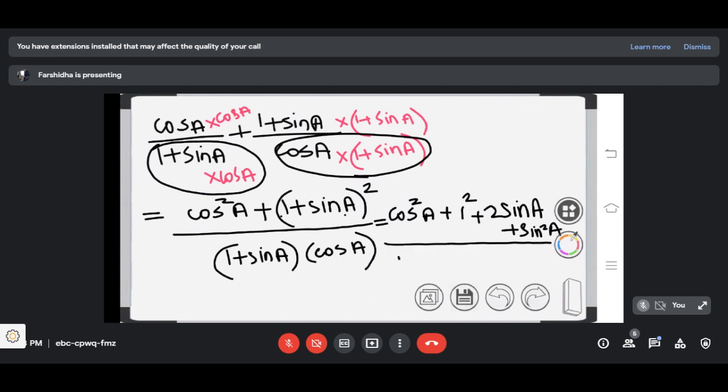Divided by, keep it as it is, 1 plus sin A into cos A. So in this step, we have simply expanded (A plus B) whole square as A square plus 2AB plus B square. 1 plus sin A whole square, we have written as 1 square plus 2 into 1 into sin A plus sin square A.